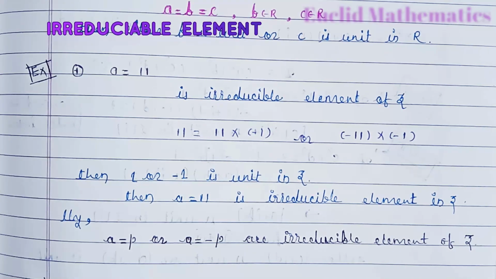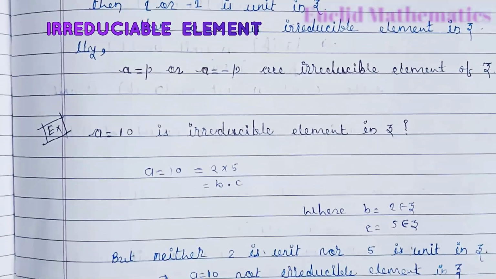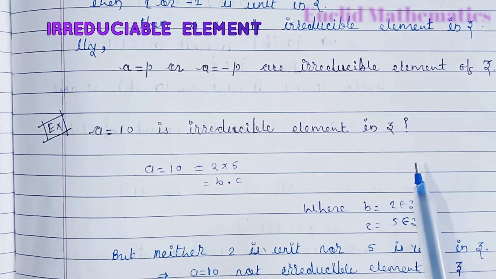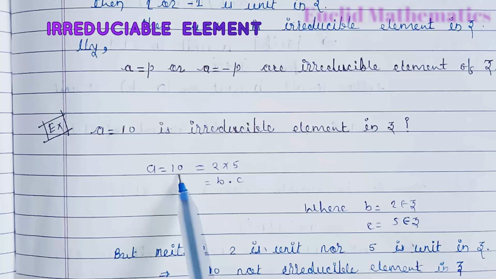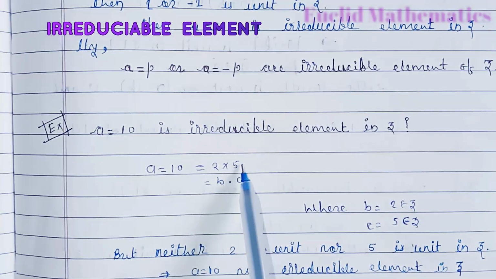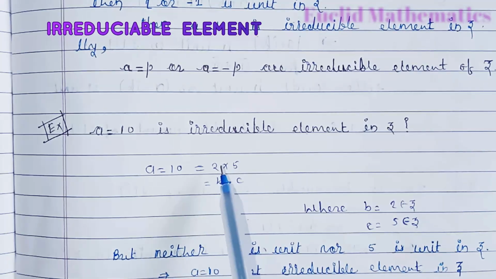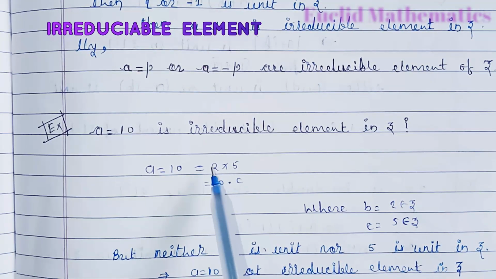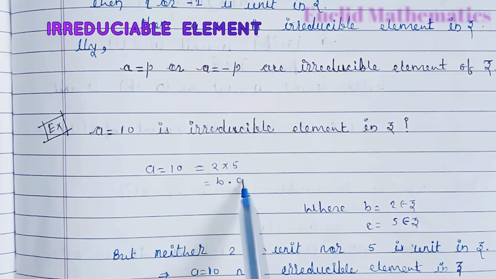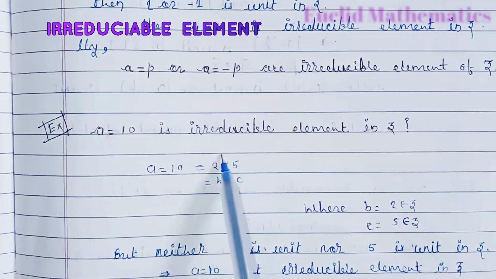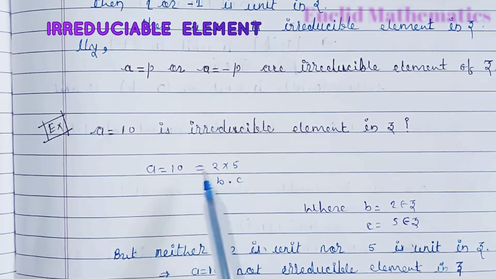Now let's check that example. The next example: A equal to 10, is it an irreducible element of Z? So 10 can be written as a product of two numbers, 2 into 5, since we have to write the product of its factors. So 10 can be written as 2 into 5, B and C. But none of them is a unit. 2 is not a unit and 5 is not a unit in Z.